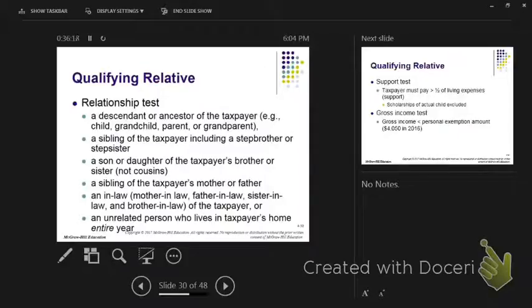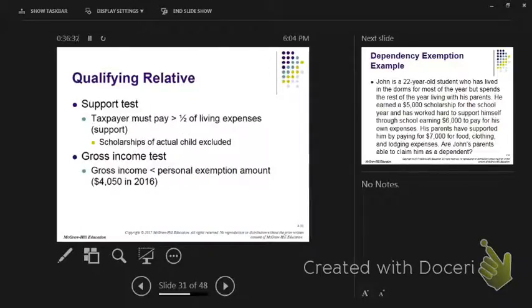So I can have you live in my house who's completely unrelated to me my entire year, but my cousin cannot. I don't know what that is. But basically every other relative, I think, is on there except for your cousin. So don't let your cousin live with you. Okay. The support is the same. The support is always the same, more than half.